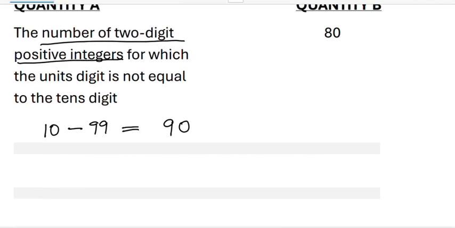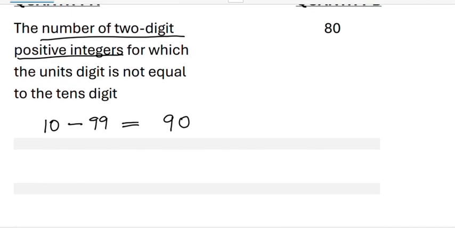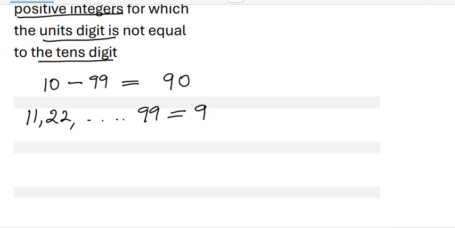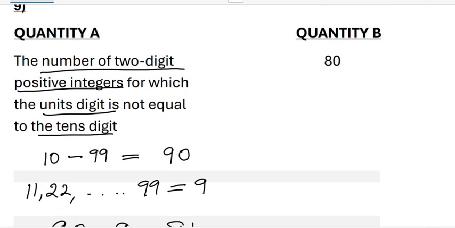We have 10 numbers in this category, but then they said for which the unit digit is not equal to the tens digit. So such numbers include 11. For 11, the unit and the tens digits are equal, so we don't need 11. 22 all the way to 99, and these are 9 in number. So that simply means the total number that satisfies quantity A is 90 minus 9, which is 81 such numbers. So quantity A is simply 81, and this is greater than quantity B, which is 80.